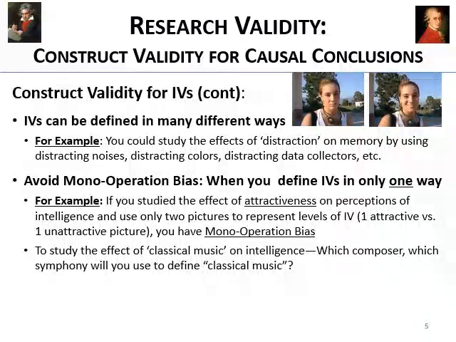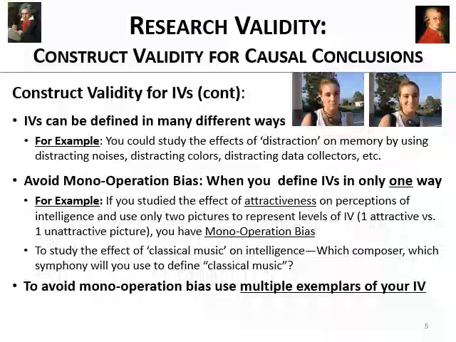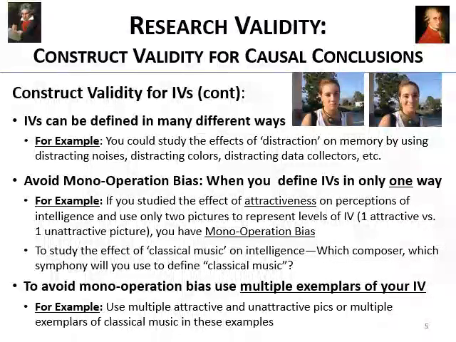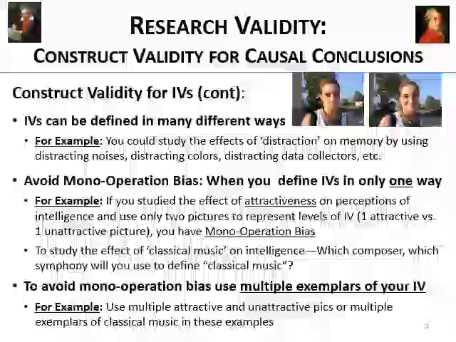The point here is don't just do one exemplar of it. Do multiple, right? So multiple pictures in the prior example, and here you wouldn't want to just do Beethoven. You'd want to do a couple examples of classical music. So that would be avoiding mono operation bias. You avoid it by using multiple exemplars or multiple examples of your independent variable levels. So use multiple attractive and unattractive pictures, and multiple exemplars of classical music in the examples above.